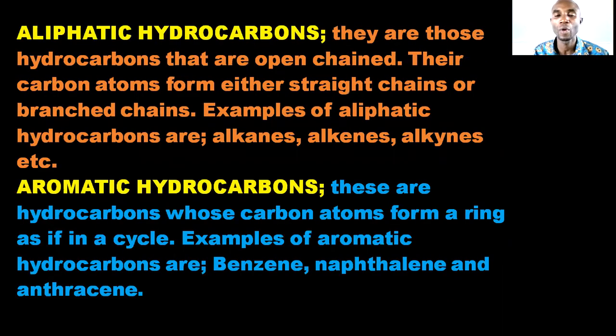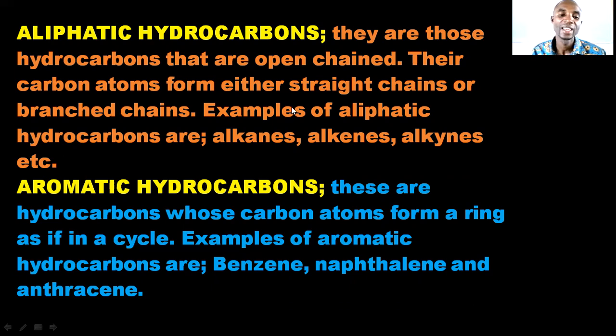What do we mean by aliphatic hydrocarbon? Aliphatic hydrocarbons are those hydrocarbons that are open-chained. Their carbon atoms form either straight chains or branched chains. Examples of aliphatic hydrocarbons are the alkanes, the alkenes, and the alkynes. They could be straight chain, they could be branched chain, but they are aliphatic hydrocarbons.